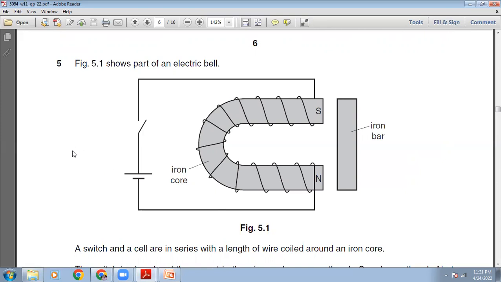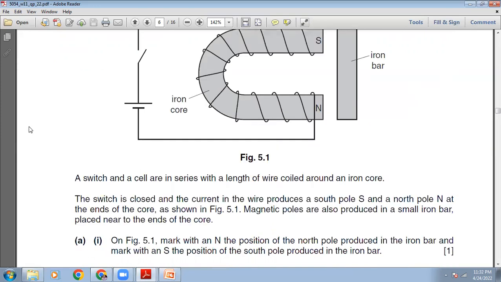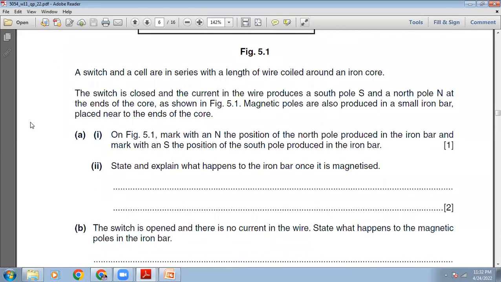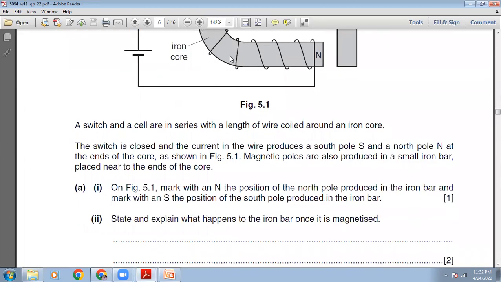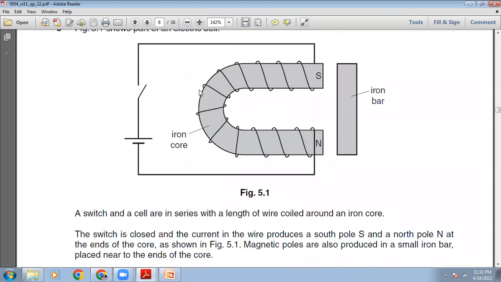A switch and a cell are in series with the length of a wire coiled around an iron core. The switch is closed and the current in the wire produces a south pole and a north pole at the ends of the core as shown in the figure 5.1. You can see north is here, south is here, because when the current will flow through this coil, this will become an electromagnet.